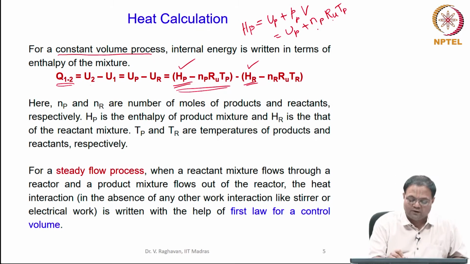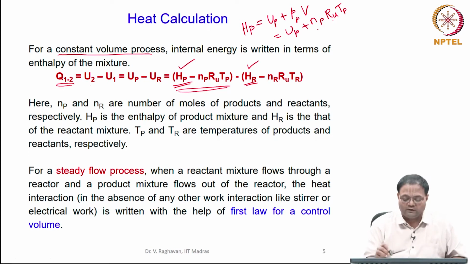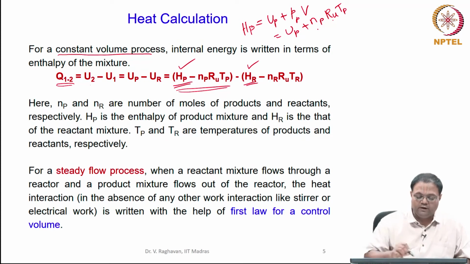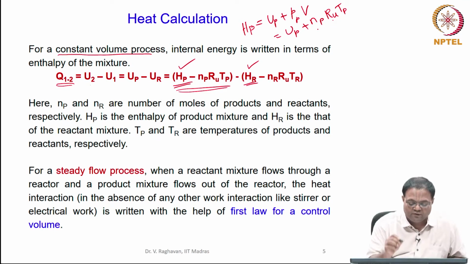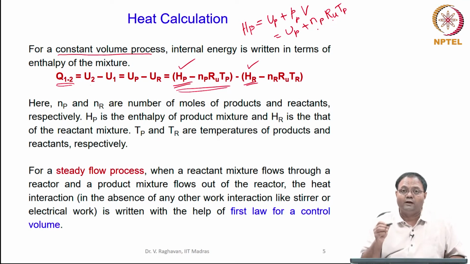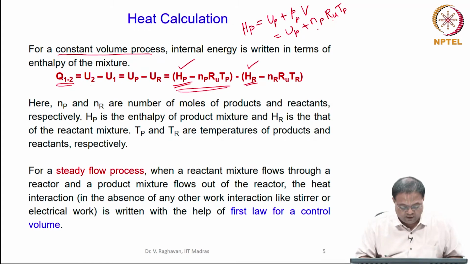So, you have to first calculate the enthalpy of the product mixture, then use the equation of state, subtract that to get the internal energy of the product mixture. Similarly, you do it for the reactants, and this difference is the heat energy. Normally, we use enthalpy. So, enthalpy is very important for us, calculating the enthalpy of the mixture. So, how to calculate that? That is the important thing which we will see later.